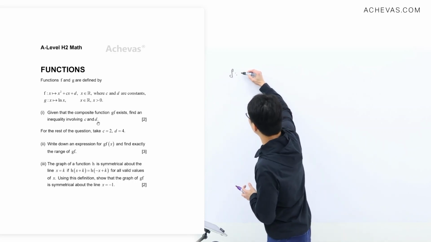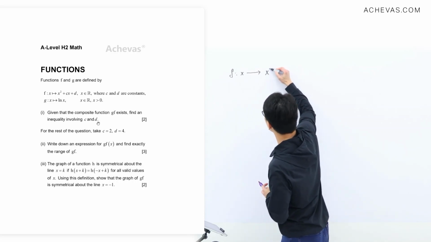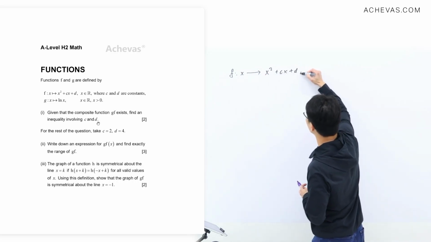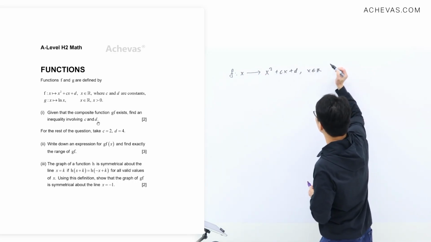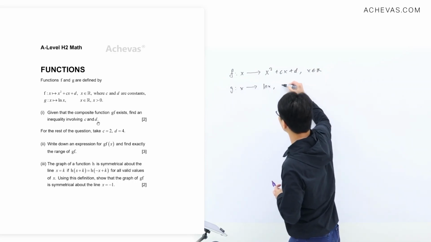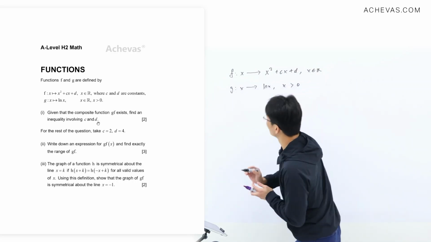Let me just write down the equation of the two functions here. f(x) equals x squared plus cx plus d. The domain is every real value. g(x) will just be equal to ln x, and the domain will be x greater than 0.